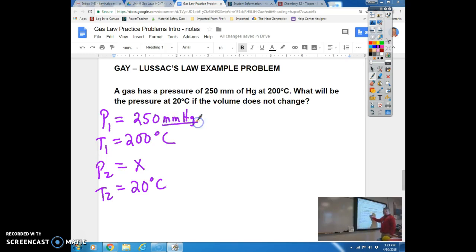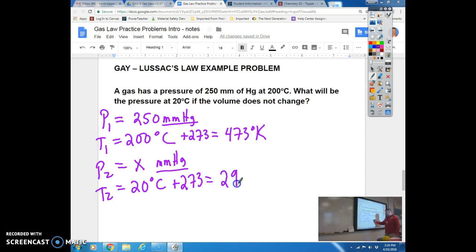Is our units of pressure the same? Well, X, I'm going to leave it in millimeters of mercury because the problem didn't ask me to change it, so I'm not going to create extra work for myself. Temperature, Celsius, Celsius. The same, but remember our gas laws, we have to convert to Kelvin. So I'm going to add 273, which makes T1 473 degrees Kelvin. Add 273, which makes T2 293 degrees Kelvin.